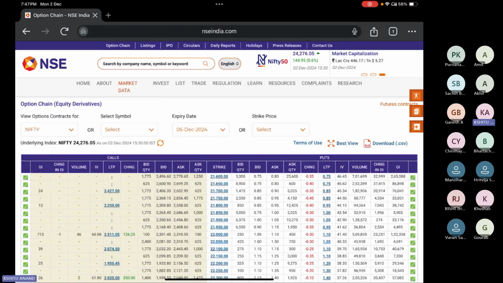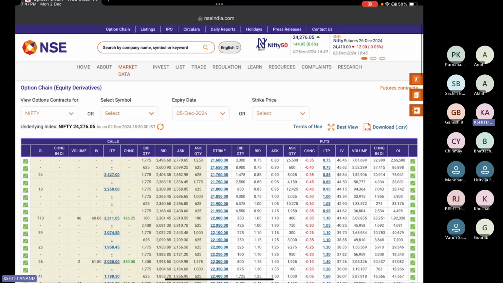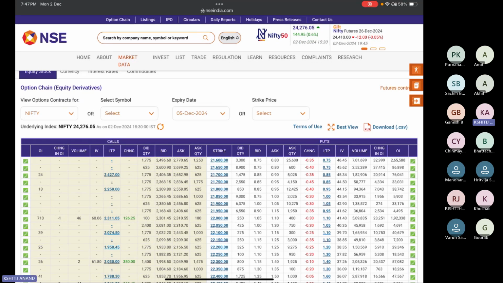These are all the options on Nifty which are going to expire on 5 December 2024. This is an option having a strike price of 21,600. Another option below that has a strike price of 21,650.